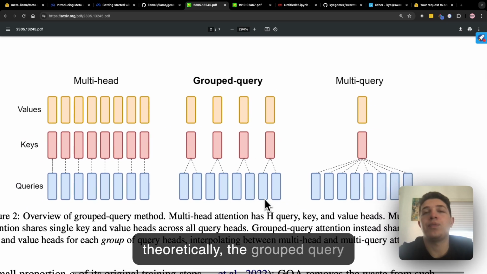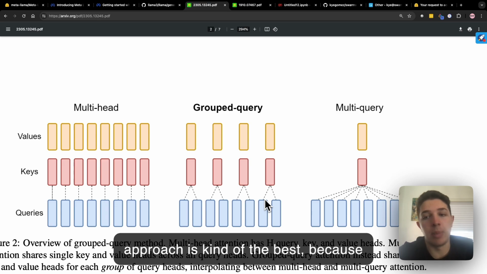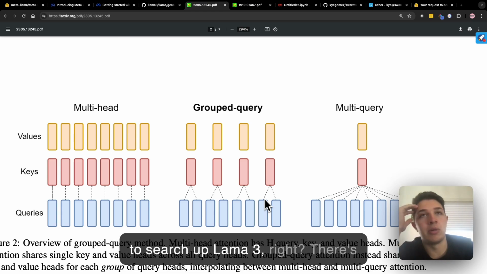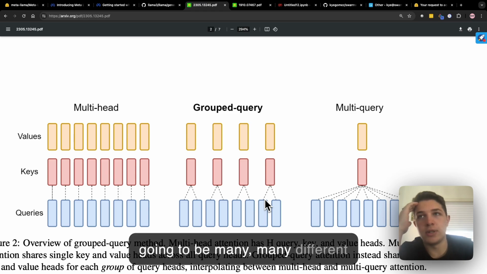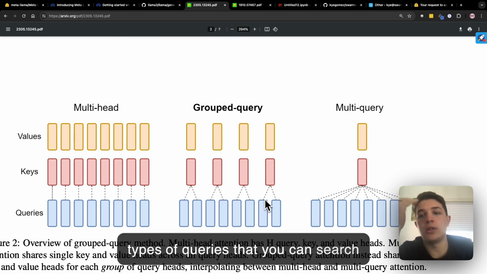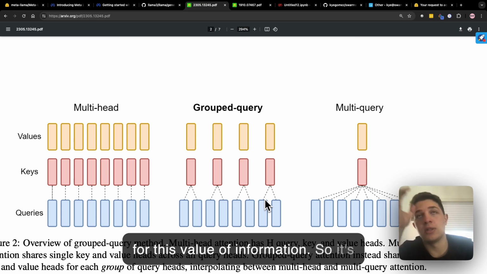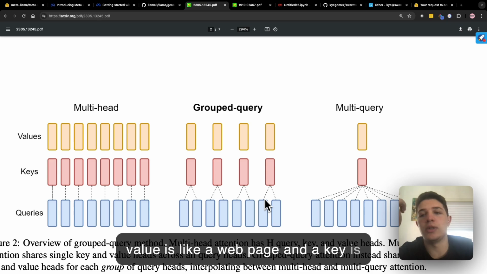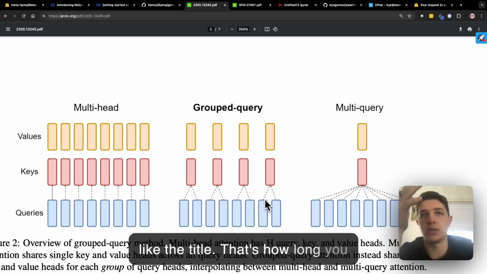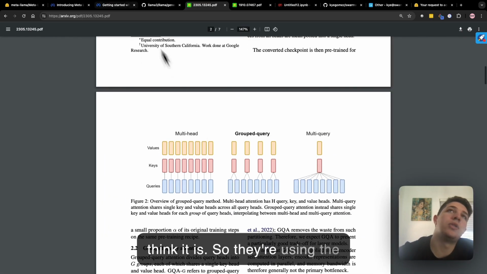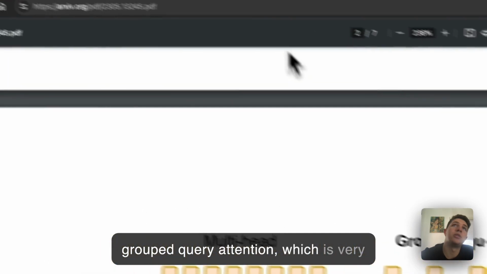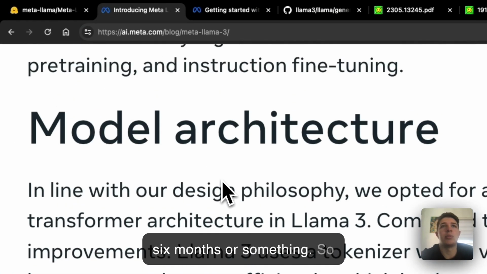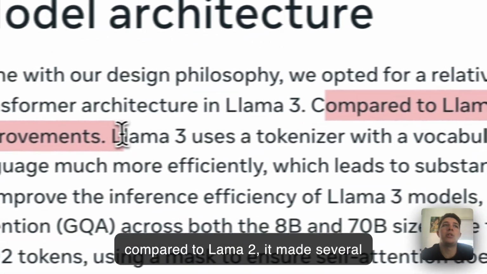Now, theoretically, the grouped query approach is kind of the best, because let's say you want to search up Llama 3. There are going to be many different types of queries that you can search for this value of information. So a query is like a Google search, a value is like a web page, and a key is like the title. That's how I want you to think of this. So they're using grouped query attention, which is very new. It's only been released in the last six months or so.